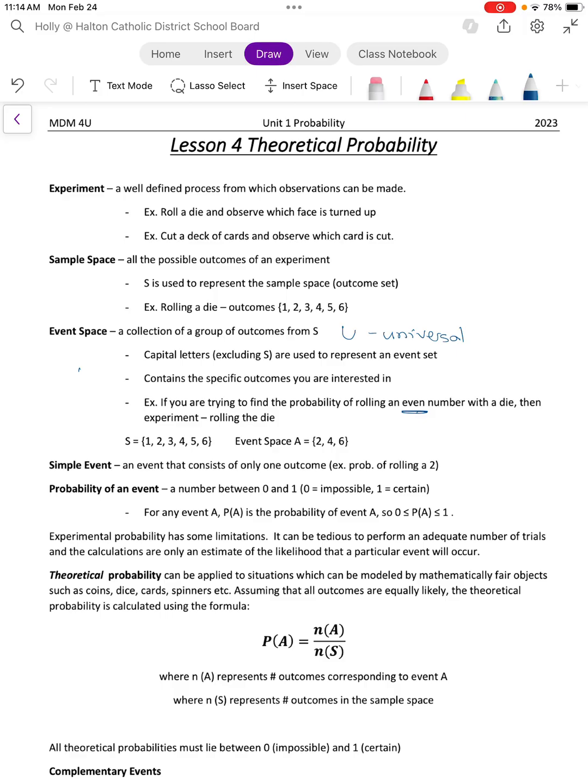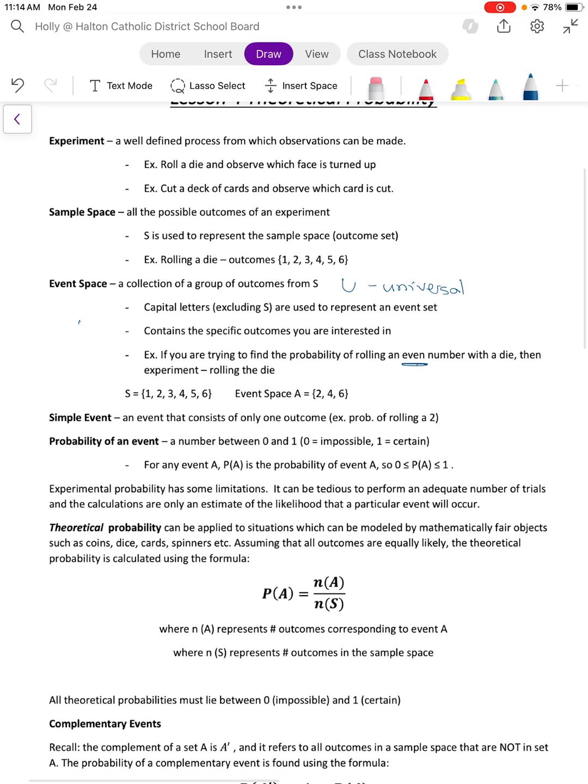So an experiment is a well-defined process from which observations can be made. The process being rolling a die or a deck of cards, tossing a coin. And your sample space is all the possible outcomes of an experiment. So we use S, and I wrote here U for universal as well. You have the universal set or the sample space. S is used to represent the sample space. For example, rolling a die, your possible outcomes, your possible samples are 1, 2, 3, 4, 5, 6, the 6 sides to a die.